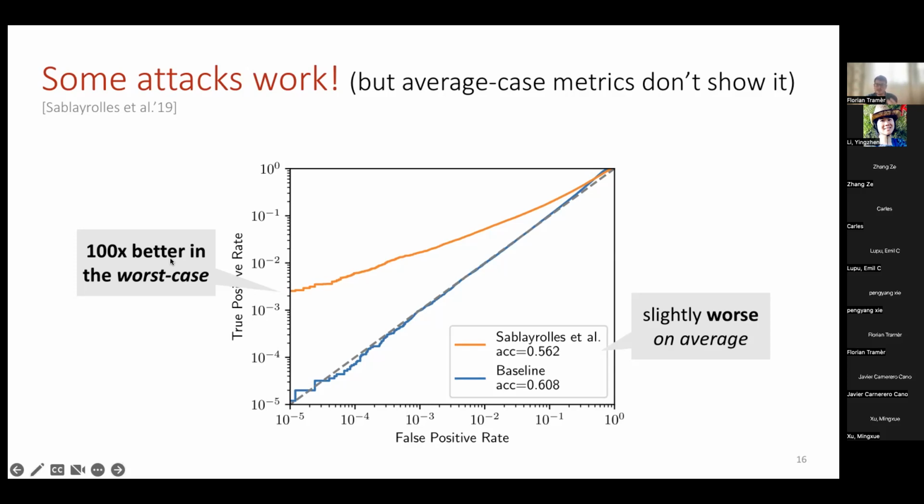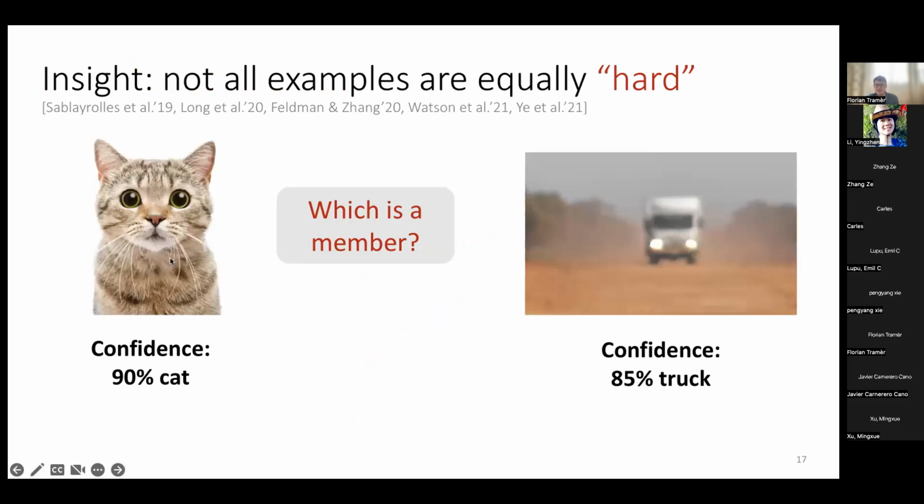So now we're going to see a little bit how we go about developing a stronger membership inference attack that actually works well at low false positive rates, and works much better than the uniform thresholding strategy we saw before. The core insight here is that uniform thresholding is a bad way of inferring membership, because not all training examples, or not all examples from the distribution, are equally hard to learn.